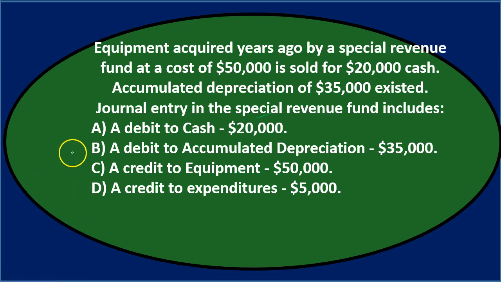So of all these items, we're going to still have, however, the cash. Cash is going to be increased by the $20,000, but the credit isn't going to be going to the accumulated depreciation, equipment, or an expenditure.